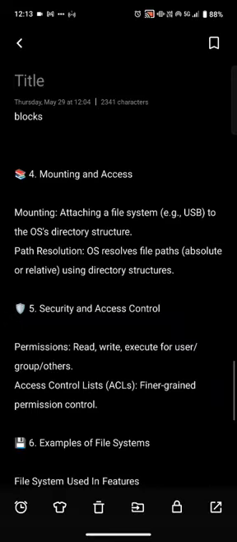Mounting and access. What is mounting? It is attaching a file system, for example a USB, to the OS directory structure. Path resolution: the OS resolves file paths using the directory structure.